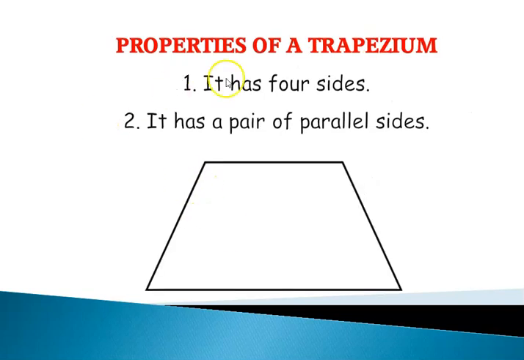Alright, we're looking at the trapezium. This is a trapezium. It has four sides, as you can see. These are four sides, and then it has a pair of parallel sides. As you can see, this side and this side, they're parallel to each other, isn't it? So that is the property of a trapezium.